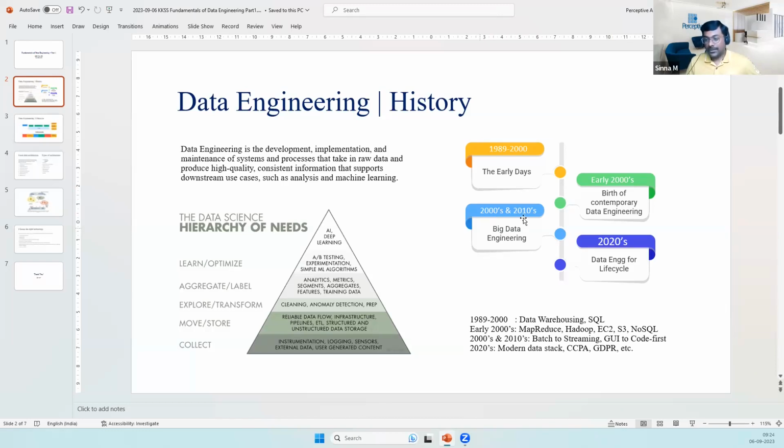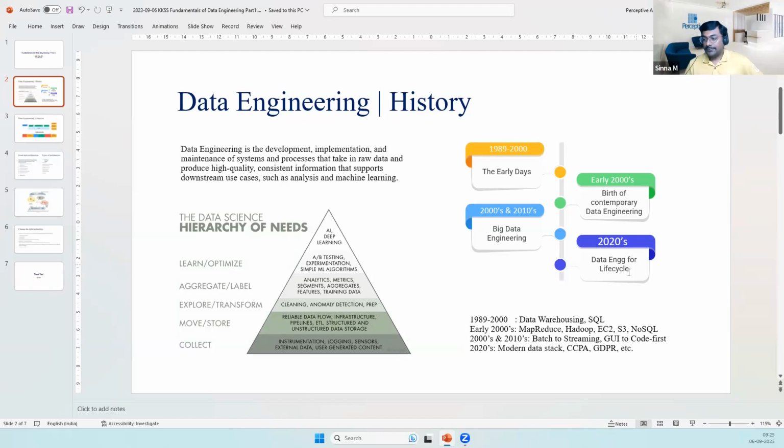Then in the 2010s came the actual cloud, right? The big data engineering, where we moved from batch processing to real-time processing with stream processing, right? We moved from GUI-based tools to code-first tools, right? That transformation and shift happened in the 2000s to 2010s, with Spark and stuff like that. And we are now in the 2020s, where we are trying to create modern data stacks by piecing together a lot of different individual tools that do well in their areas. We are trying to piece them together to create a seamless architecture that is loosely coupled, right?